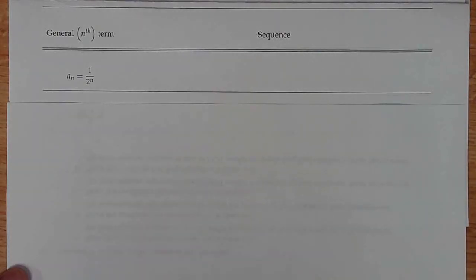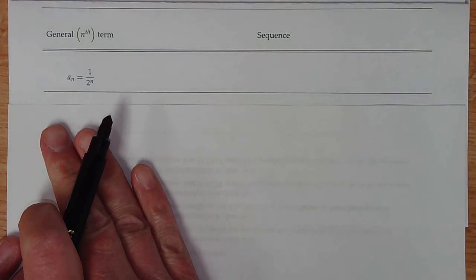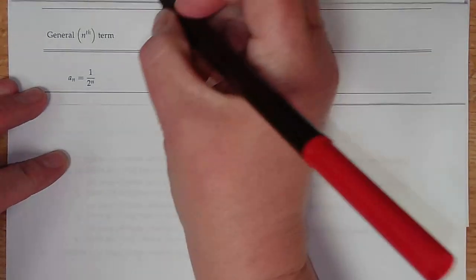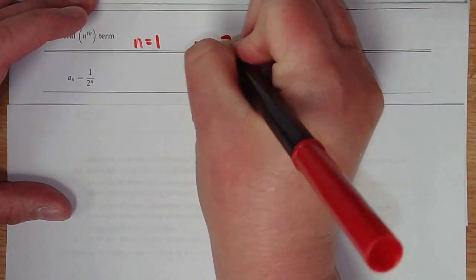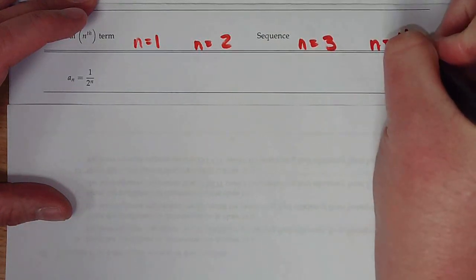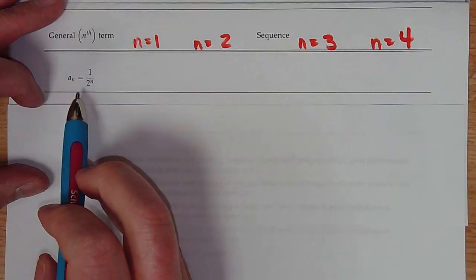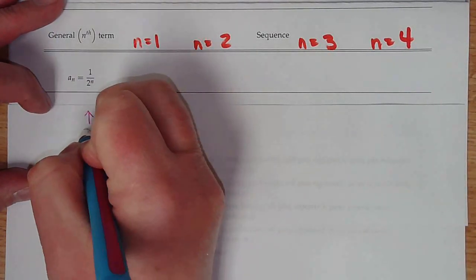Okay, we're going to look at how to find the first couple terms of a sequence given the definition for it. So I think we're going to do maybe the first four terms. So I'm going to put n equals 1, n equals 2, n equals 3, and n equals 4 across the top here. So our first one is a sub n is equal to 1 over 2 to the n. So 1 over 2 to the n is our f of n.